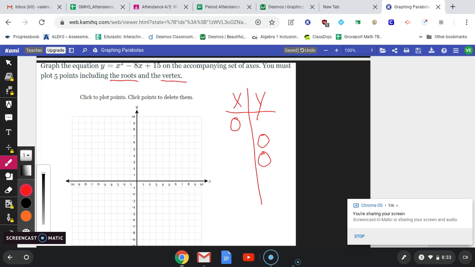So you're basically just going to need to follow the steps. So first thing I'm going to do is put 0 in for x. So 0 squared minus 8 times 0 plus 15. Well, 0 squared is 0. Minus 8 times 0. 8 times 0 is 0. So y equals 15. Then the roots. That means I want y to equal 0. And this should look familiar.